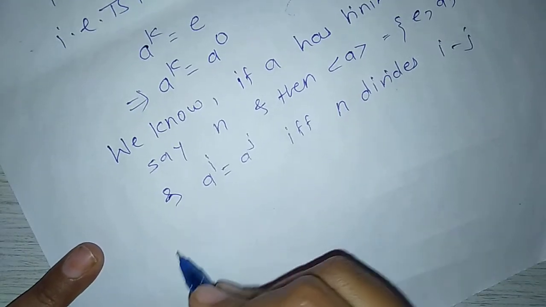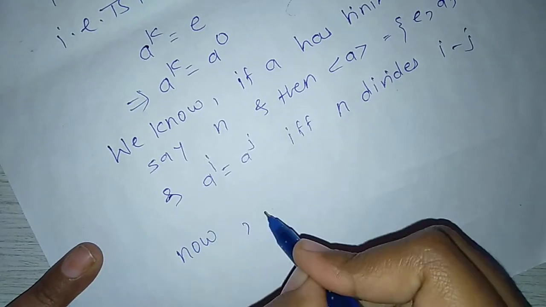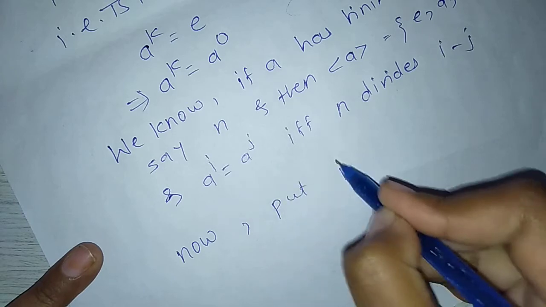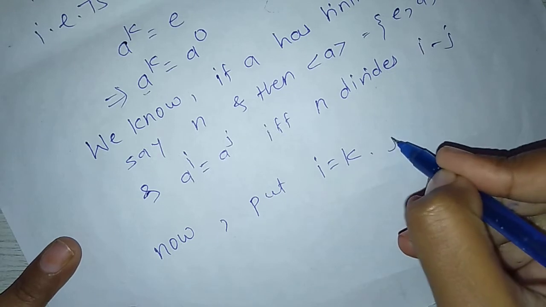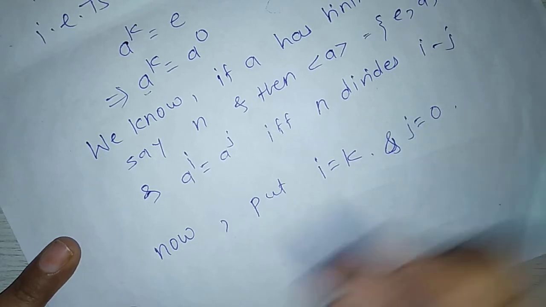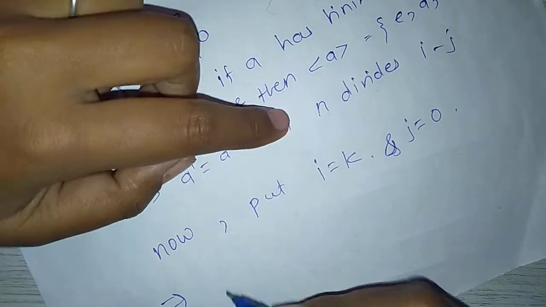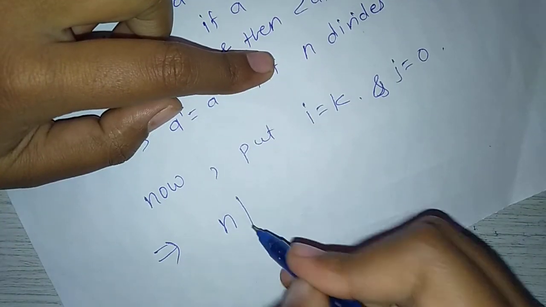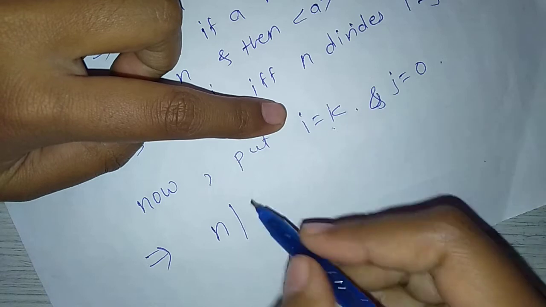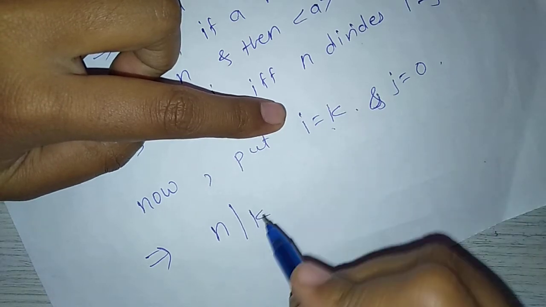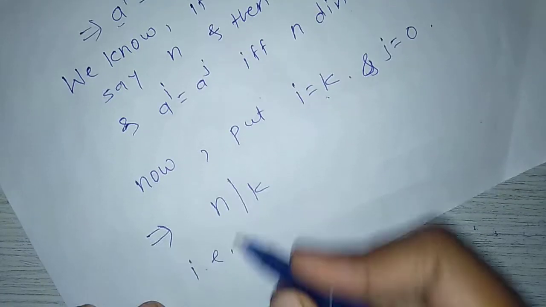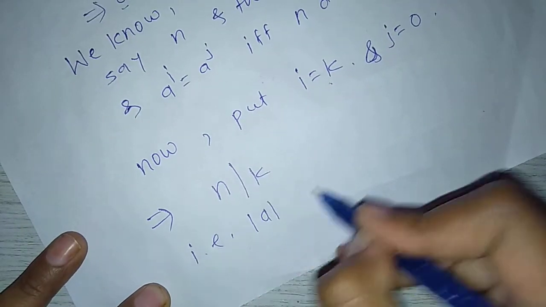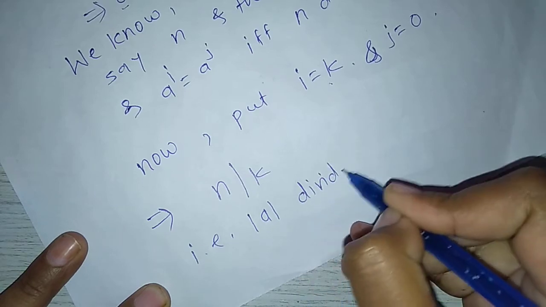Now here we put i equal to k and j equal to 0, we get n divides i minus j, that is k minus 0, k. So n divides k. This is nothing but the order of a divides k. Next theorem.